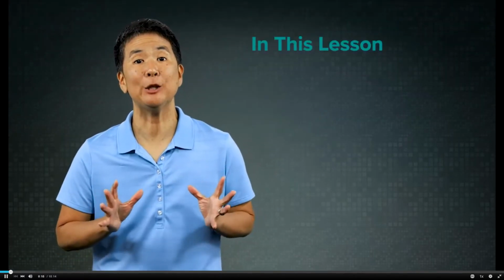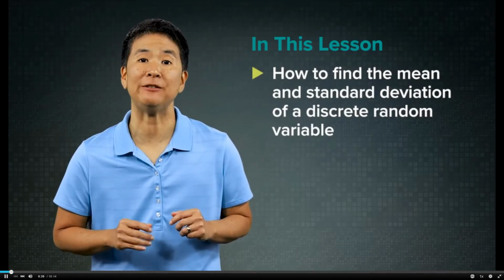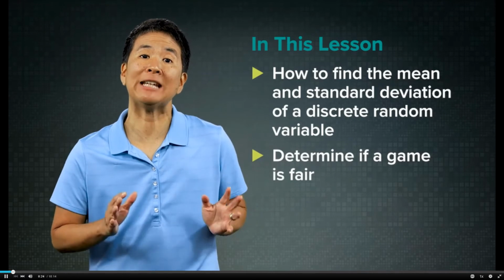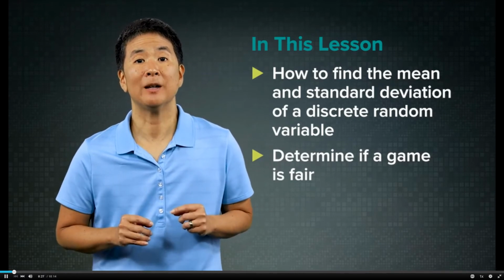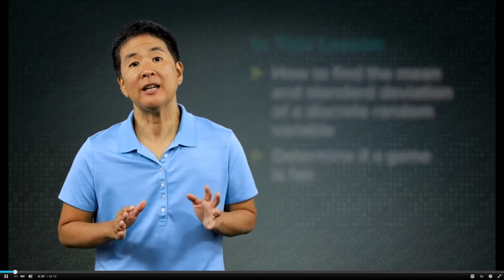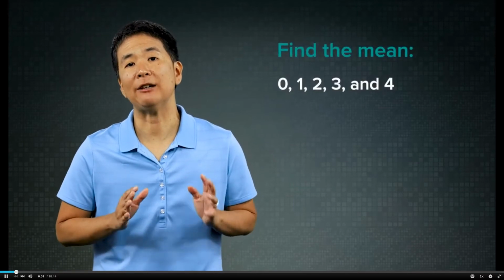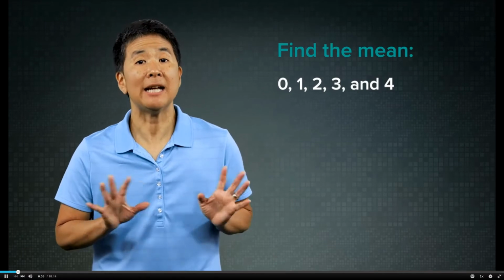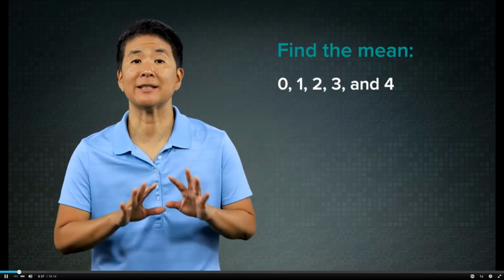In this lesson, you will learn how to find the mean and standard deviation of a discrete random variable, as well as determine if a game is fair. What I'd like you to do first is just find the mean of these 5 numbers, 0, 1, 2, 3, and 4. Take a quick second to do that on your own.